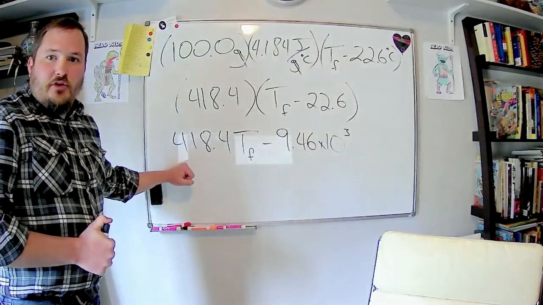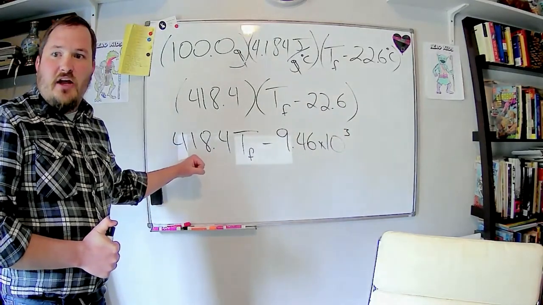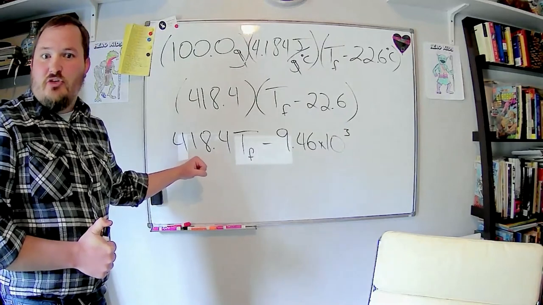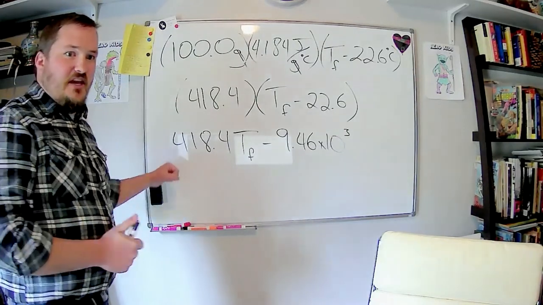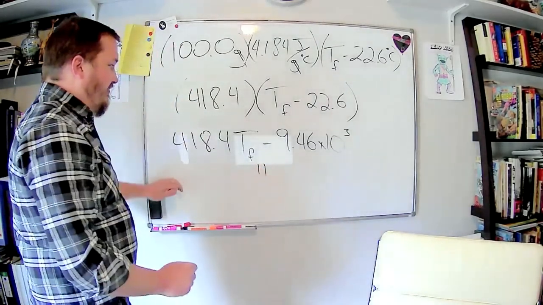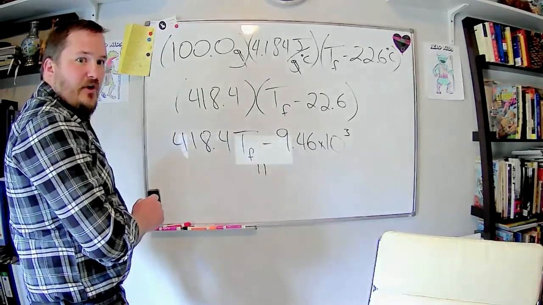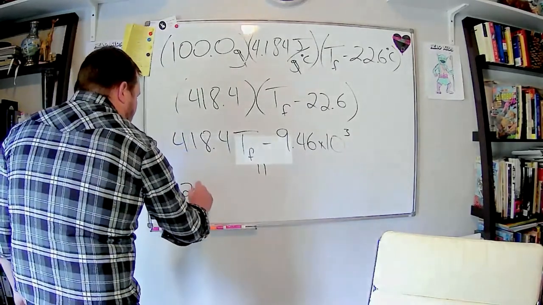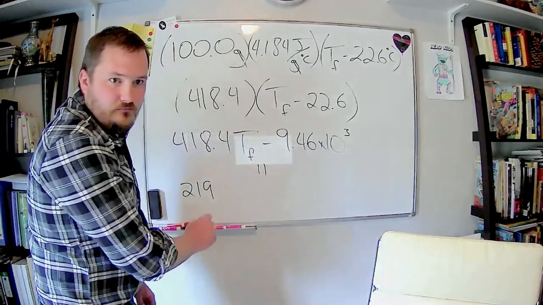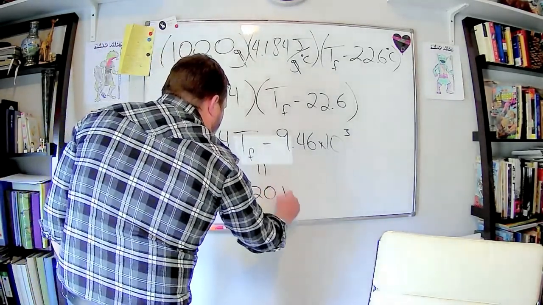All right, then if we do the same thing to the other side of the equation, multiply your mass and your specific heat and then distribute over the delta T, I'm just going to write my equal sign vertically, so I'm going to write the other side below here. I wind up with 219 minus 2.20 TF.